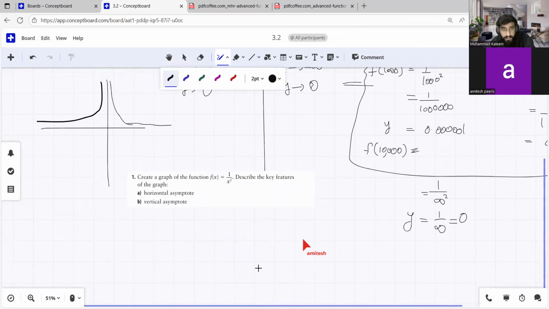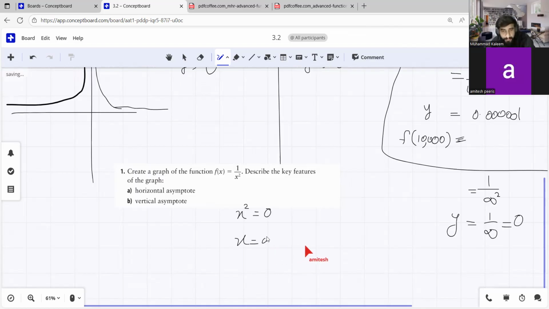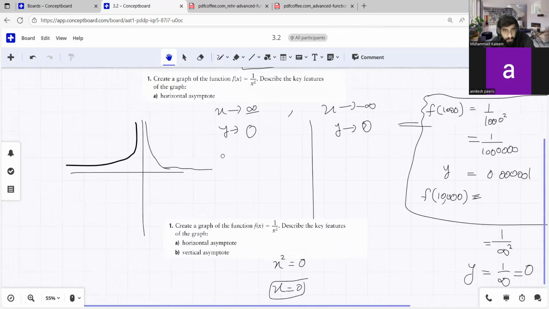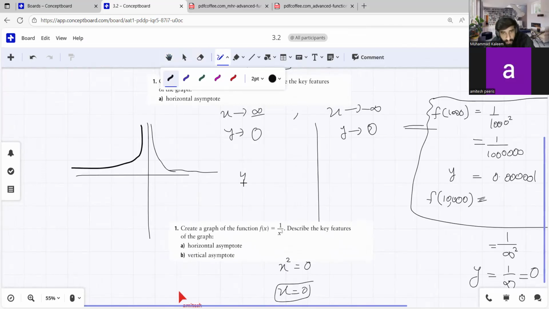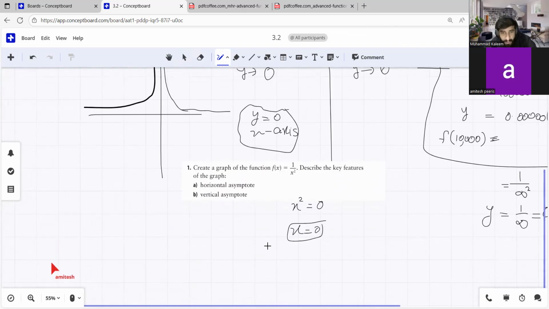So this one is 1 over x squared, it's x times x, 0. So we have to find out on which values of x this denominator is equal to 0. So it's only 0. In this one, we just have one vertical asymptote, that is at x equals 0. So the horizontal asymptote is at y equals 0, which means the x-axis. Okay, y equals 0 means x-axis, and x equals 0 means y-axis. I hope you knew about it. Does this make sense for you?